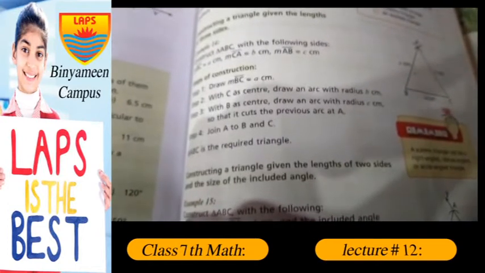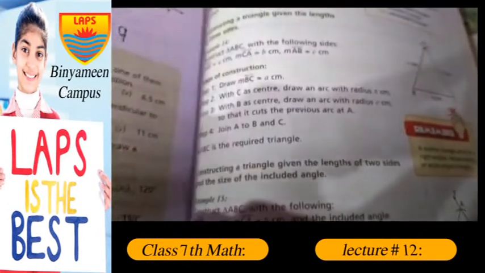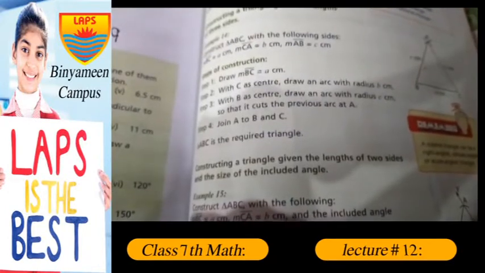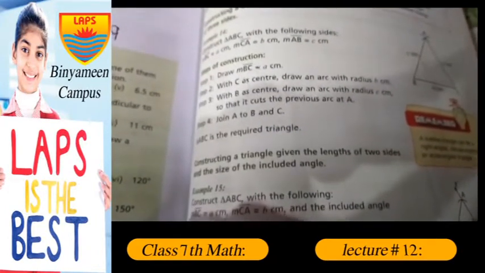Step 4, join A to B and C. Triangle ABC is the required triangle.